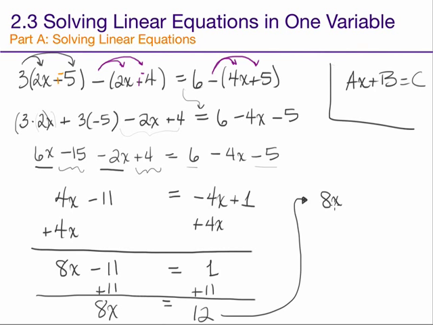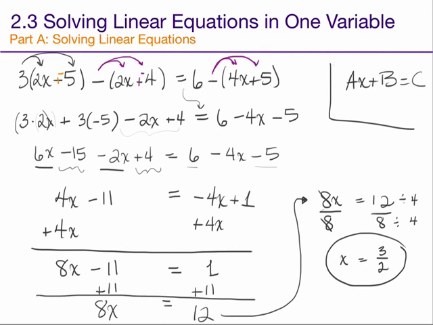If 8x equals 12, the last step is to divide both sides by 8. 8 divided by 8 is 1. And 12 divided by 8 can be reduced. The number that goes into both 12 and 8 is 4. 12 divided by 4 is 3. 8 divided by 4 is 2. I don't need the 1. So my solution is x equals 3/2.